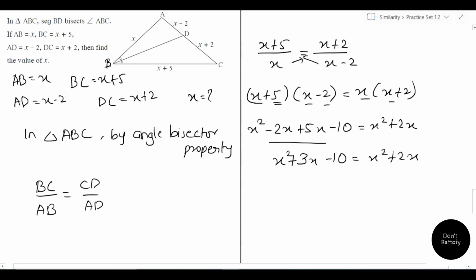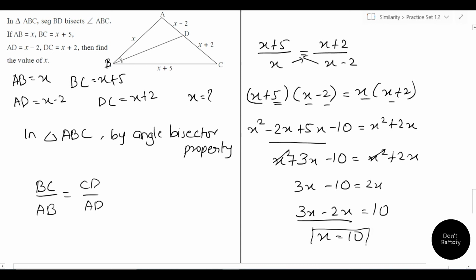I have x square on both sides, so I will subtract x square from both sides and cancel it out. So I have 3x minus 10 is equal to 2x. I will take 2x to the left hand side and minus 10 to the right hand side. So I will have 3x minus 2x is equal to 10. 3x minus 2x is what? x is equal to 10. So I have the value of x as 10.